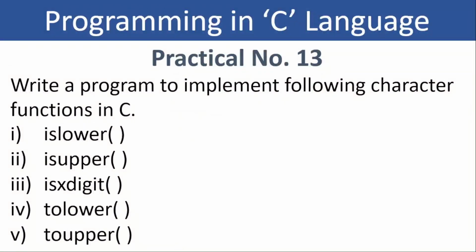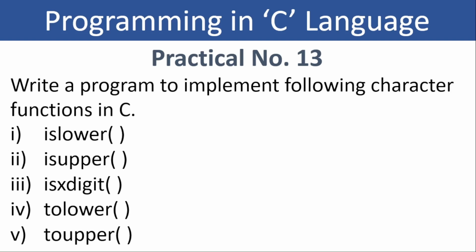In this video, I will show you how to perform practical number 13 of programming in C language subject. The practical is: write a program to implement the following character functions in C. The functions are islower, isupper, isxdigit, tolower and toupper. So these are the 5 character functions which we have to implement in our program.